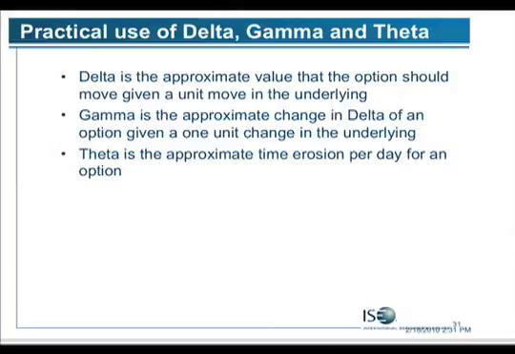So which one's best to buy? There is no best. The in-the-money option is going to cost more, but it's going to move more like the exchange rate. The out-of-the-money option costs a lot less, but it won't move all that much until it gets closer to the strike price. Gamma is the approximate change in the delta of the option given a 1-unit change in the underlier, and theta is the approximate time erosion per day for the option.